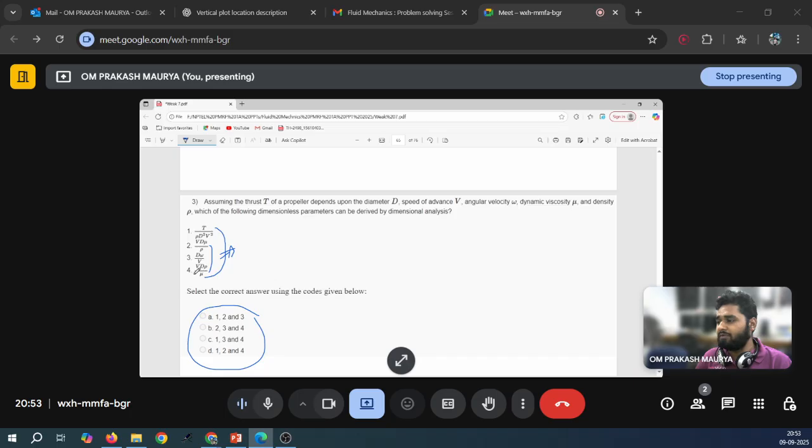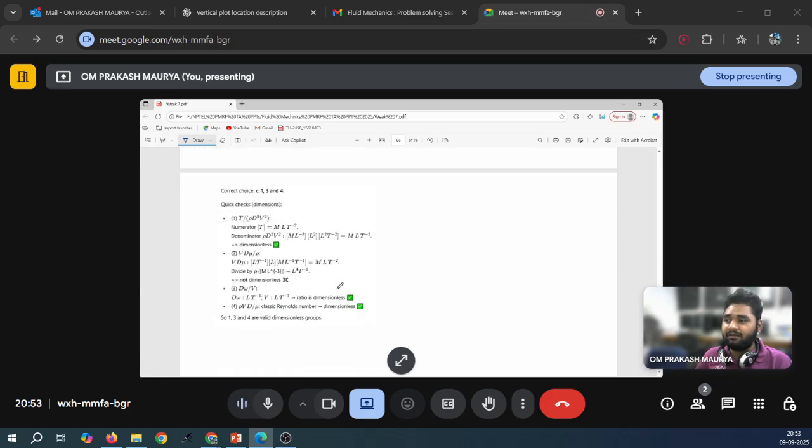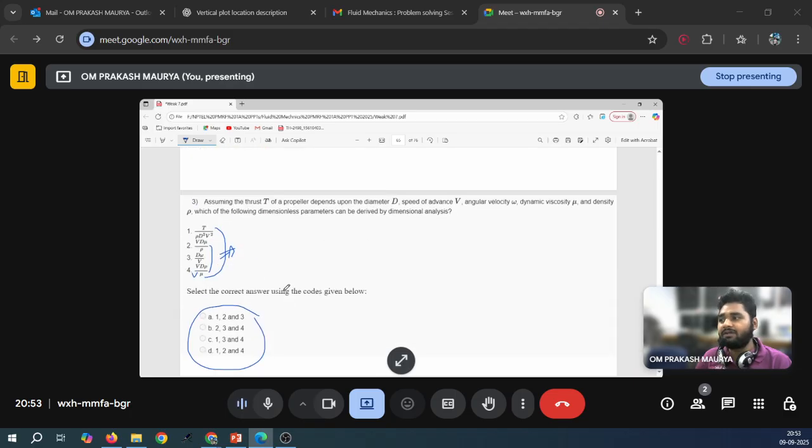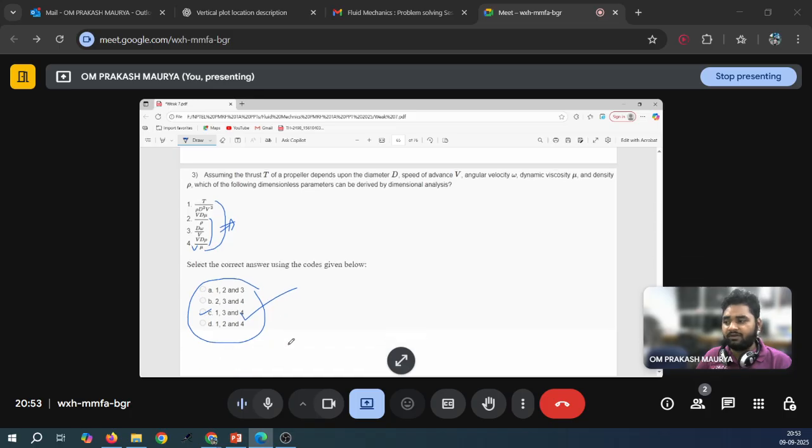So rho Vd by mu, this is correct. So here what we need to do is check the dimensions. I have already written this: this is dimensionless, this is not dimensionless. Vd mu by rho, this is not dimensionless. If the second one is not dimensionless, it will be cancelled out, and only this will be correct. Option C will be correct, because 2 2 2 is everywhere.